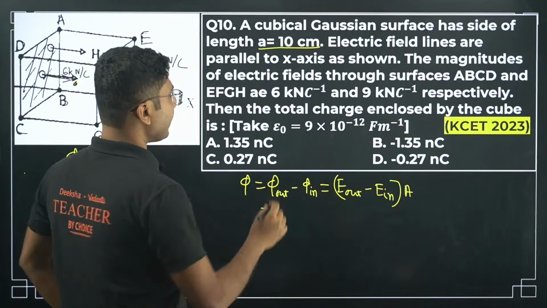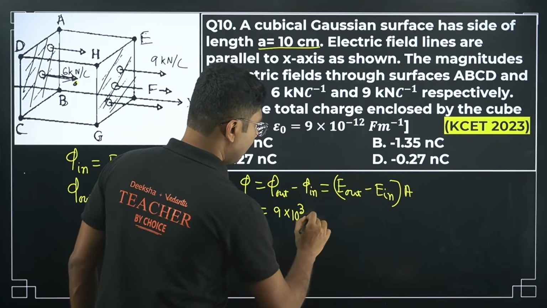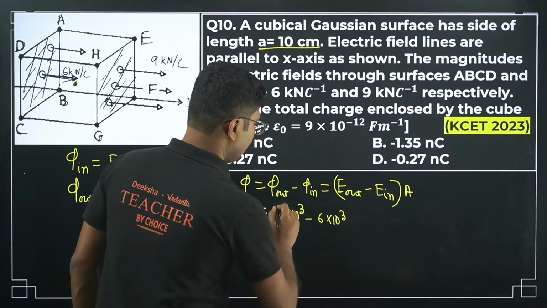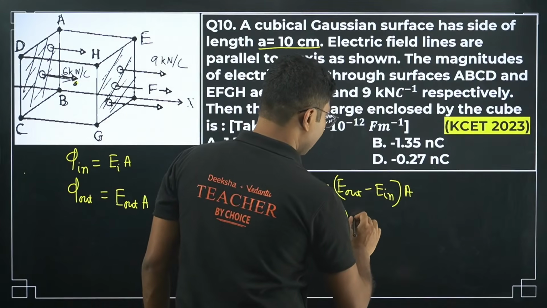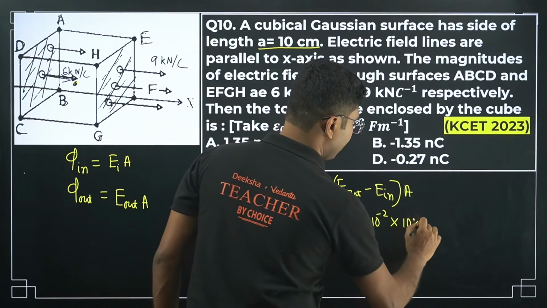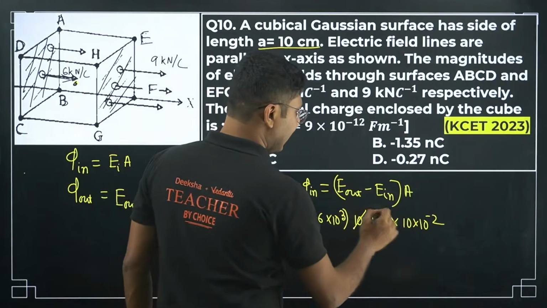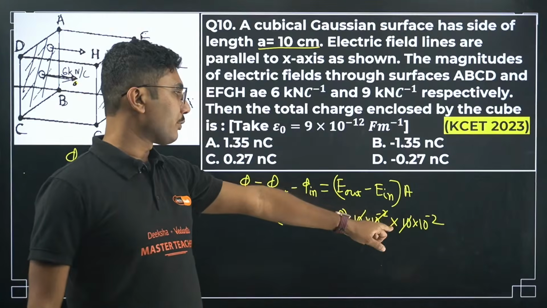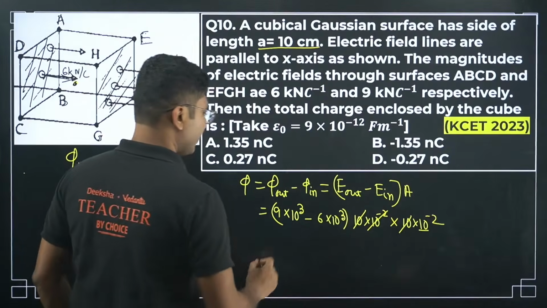So let's calculate. E out is given 9 kilonewton, 9 kilonewton means 9 into 10 to the power of 3. And incoming is 6 kilonewton, so 6 into 10 to the power of 3. Area: each side is 10 centimeter. Length into breadth, so 10 into 10 to the power of minus 2 is the length, and the breadth is 10 into 10 to the power of minus 2. 10 into 10 is 100, that means 10 squared, and 10 squared and 10 to the power of minus 2 will cancel, only one 10 to the power of minus 2 remains.